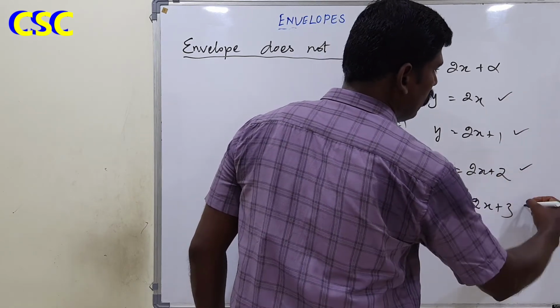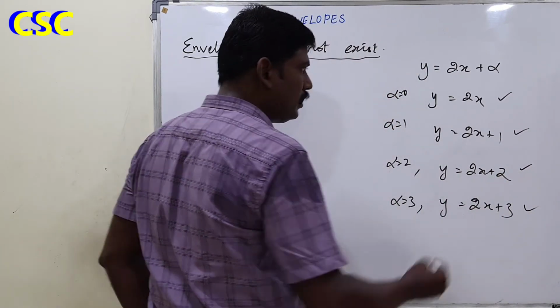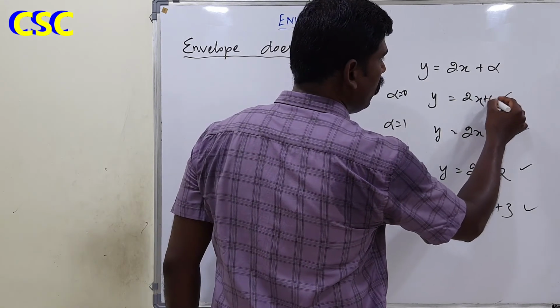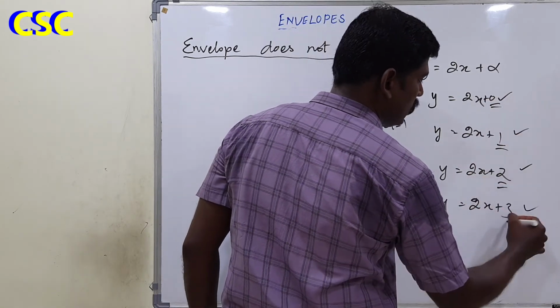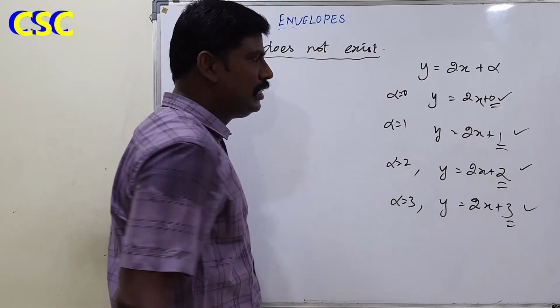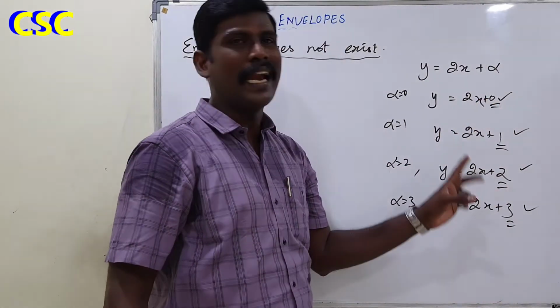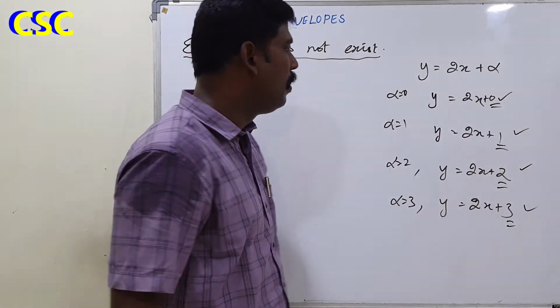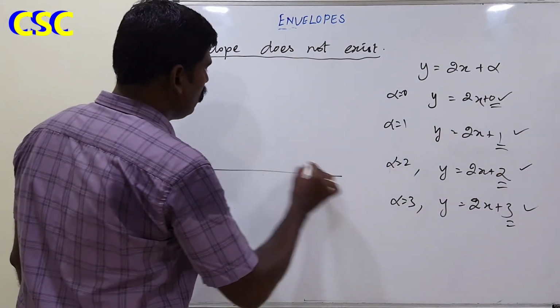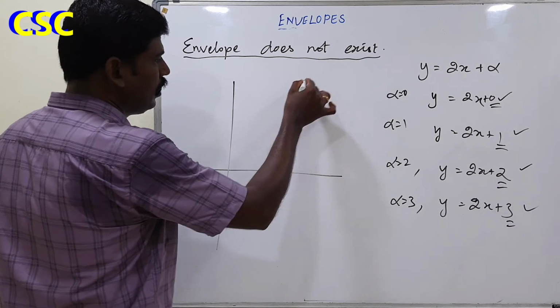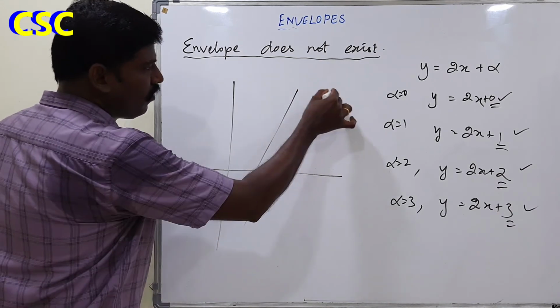Look at here. These are all straight lines, only differing by the constants, isn't it? So these are all parallel straight lines. Suppose you draw the straight lines, every straight line is in the form of this line.